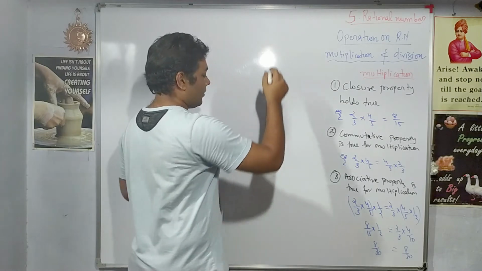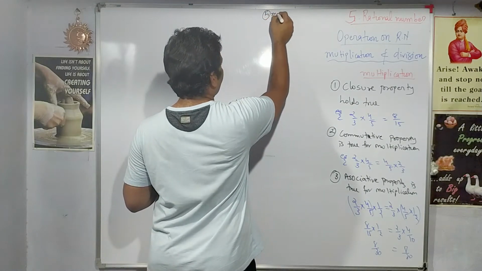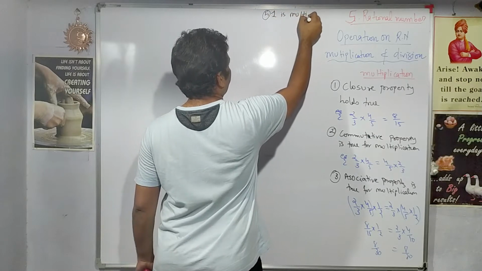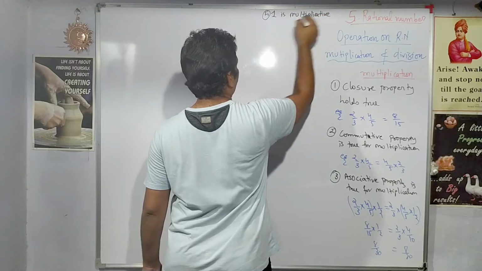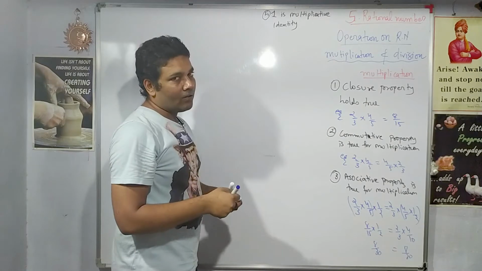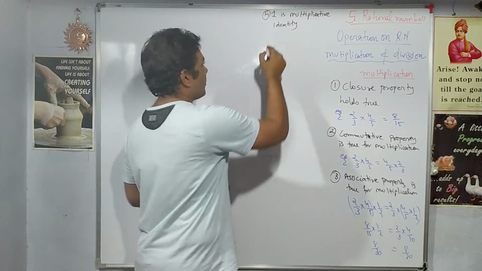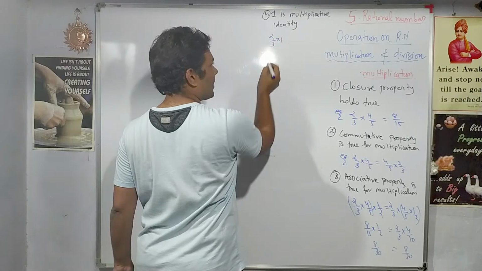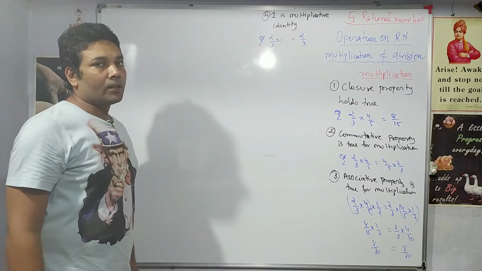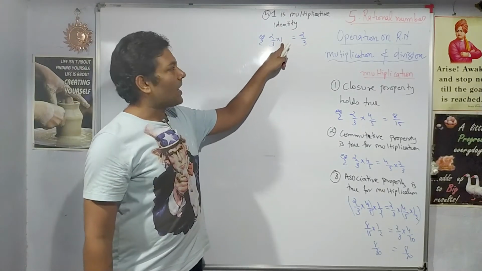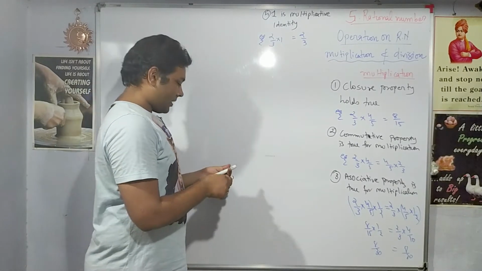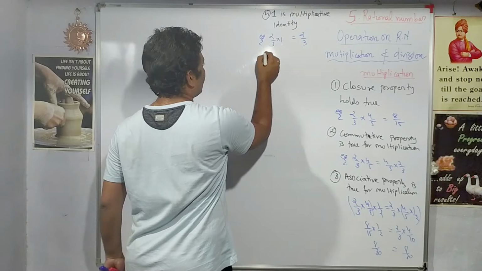Then the fourth thing we have is multiplicative identity. One is the multiplicative identity. What do you mean by multiplicative identity? It means that if you multiply 1 with any number, the number is not going to change. Let us say 2 by 3, if you multiply with 1, the number is going to remain the same. So we can say 1 is a multiplicative identity. You multiply 1 with any number, the number remains as it is. That is what this statement says.